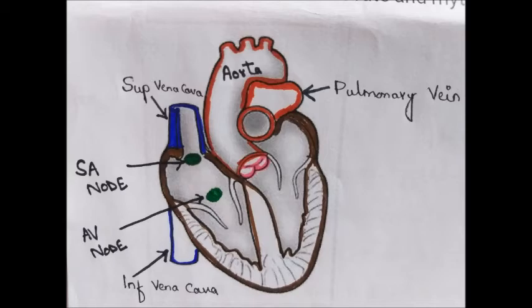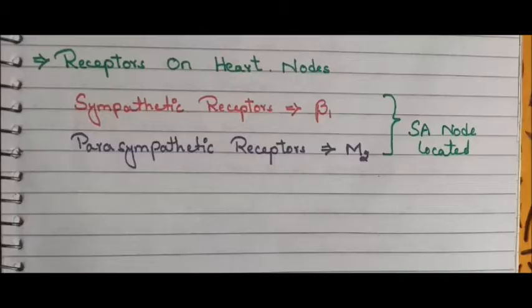Then we studied the receptors on the heart nodes. The AV node contains no receptor, while the SA node contains both parasympathetic and sympathetic receptors. It contains beta 1 and M2 receptors. So this was all about the nodes and receptors on the heart.